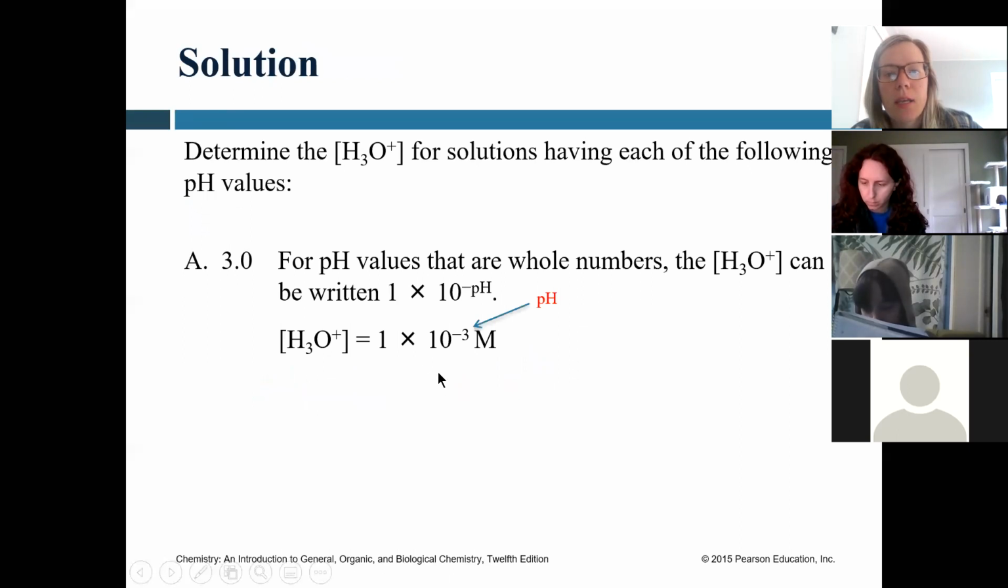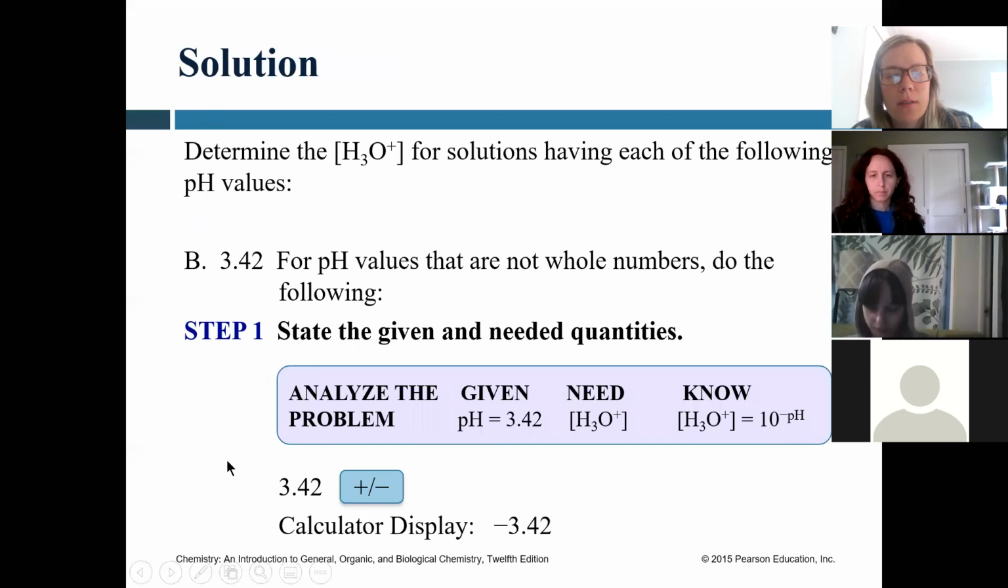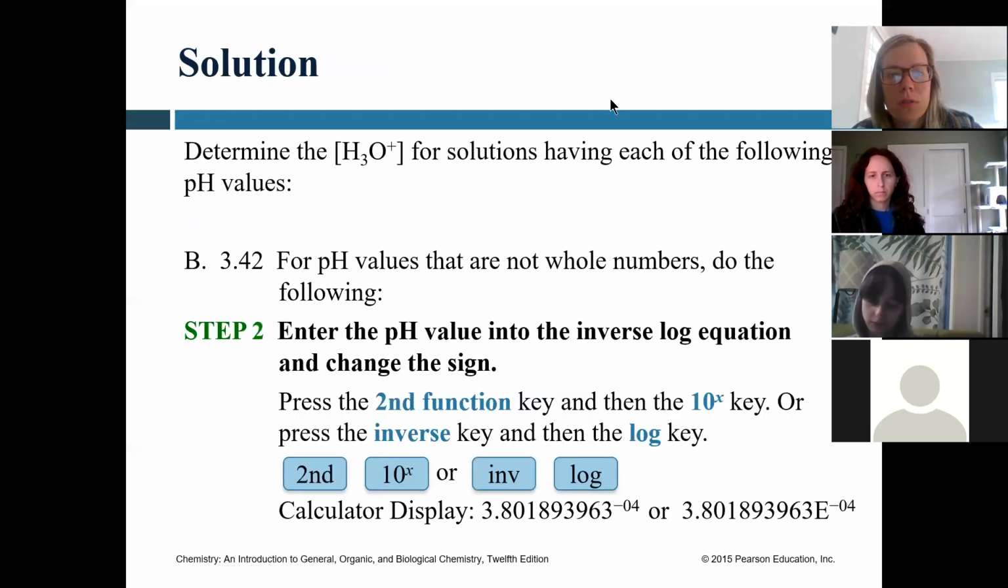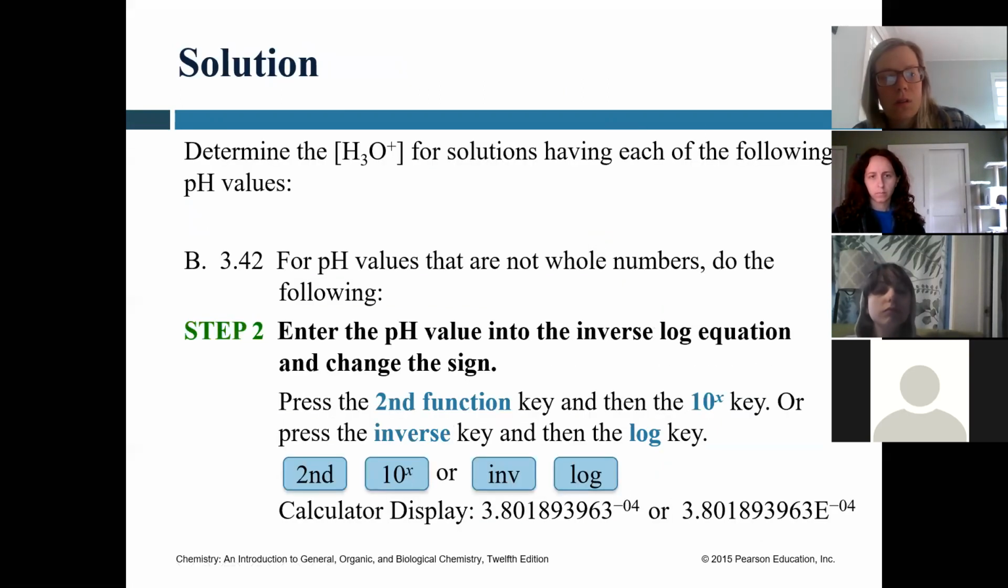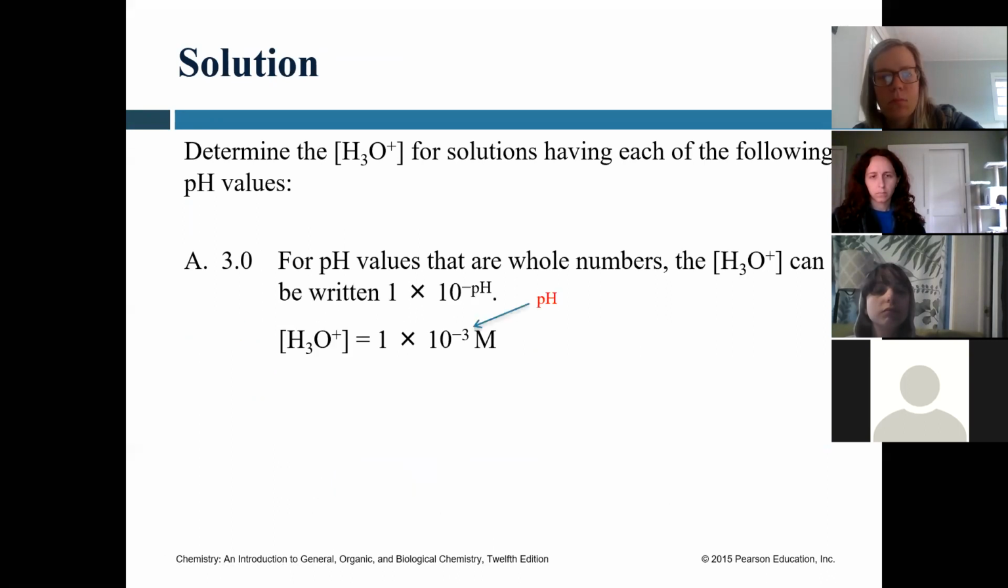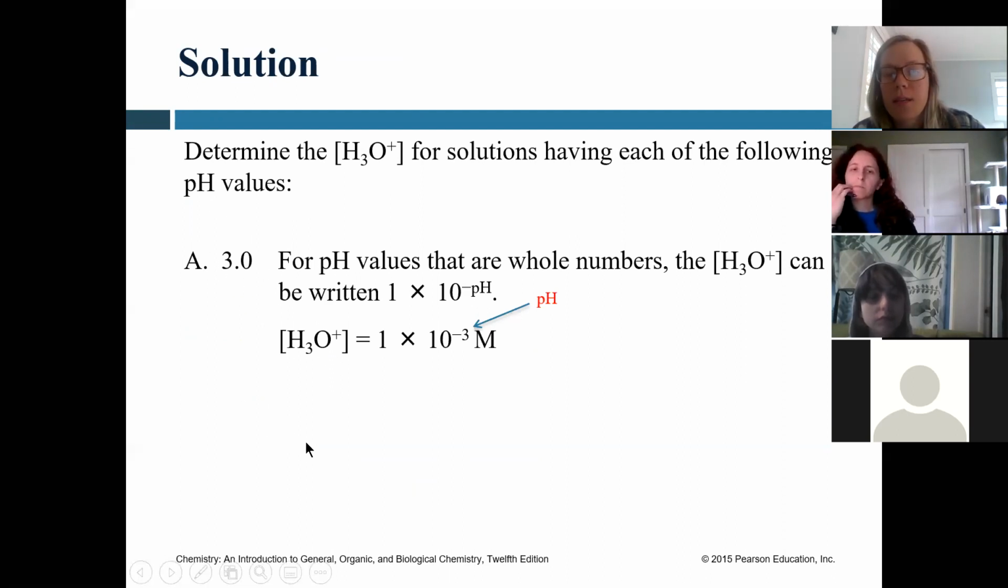Okay, so when plugging it in, you should get, let's see, these are. So for A, when you've got the 3, you say 10 to the negative 3, and really 10 to the negative 3 is this thing right here, 1 times 10 to the negative 3. That's pretty straightforward. Again, this value is this value here.